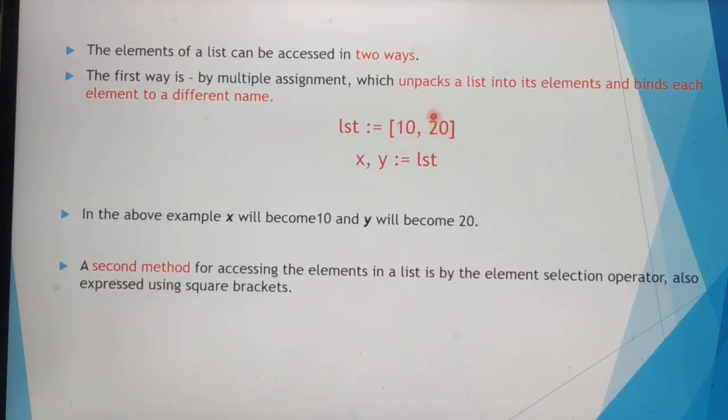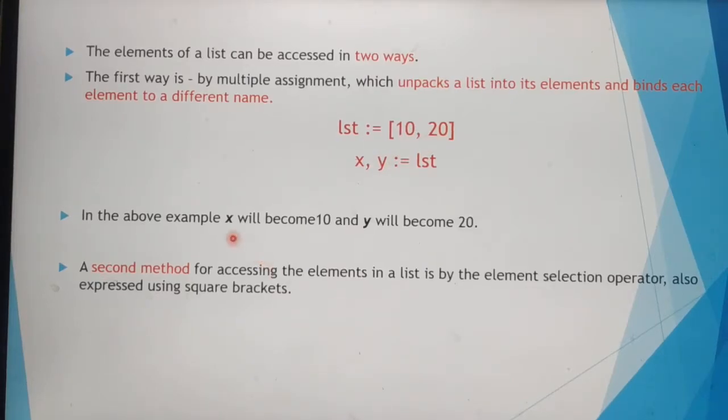Here we first unpack a list into its elements and bind each element to a different variable name. Here we assign 10 to the x variable and 20 to the y variable. In the above example, x will become 10 and y will become 20. Then the second method for accessing the elements in a list is the element selection operator, also expressed using square brackets. Let's see an example.